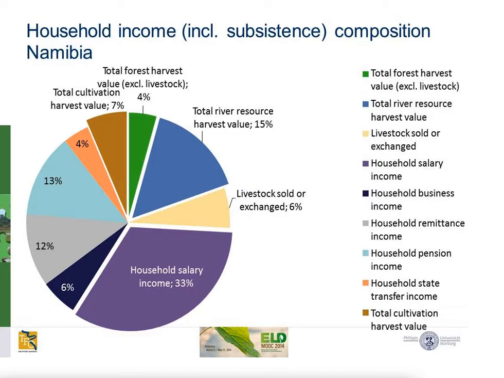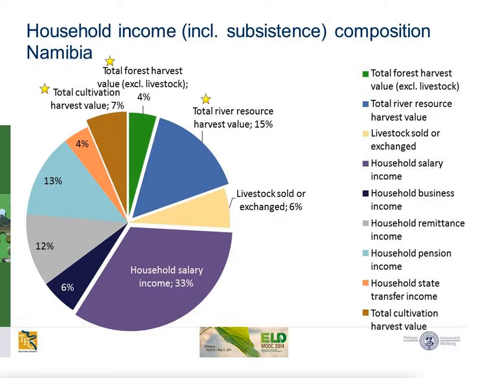What you can see, looking at the natural resource income attributes, so this is here the harvest value, the forest, and then the river value, you see that the value of river resources people receive is the highest, with 15% of the overall household income or community income, then followed by cultivation, so the crops people grow, and then the forest is even lower. Now, this kind of explains at least the order of the attributes related to the natural resources.